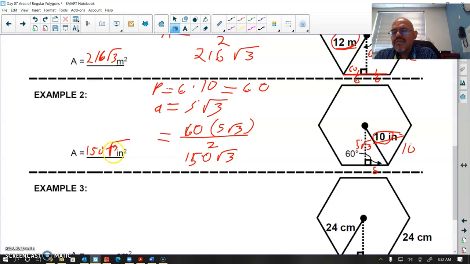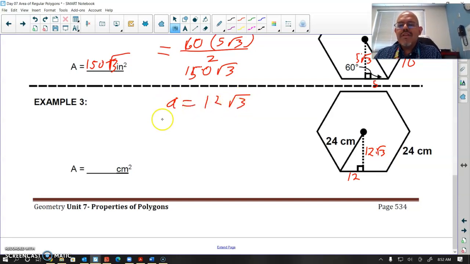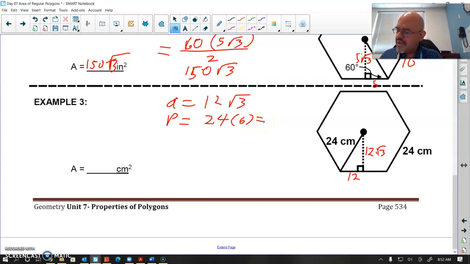Whoops. Square root 3. Sheesh, it's not behaving. Another example, just to go ahead and do this for the heck of it. So this is half of 24, that's just 12. And then this is going to be just 12 times the square root 3. So our apothem is 12 square root 3. The perimeter is equal to 24 times 6. I'm going to do that real quick over here on my calculator. So let me see, 24 times 6 divided by 2, which is 72.